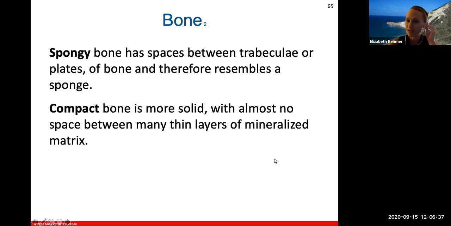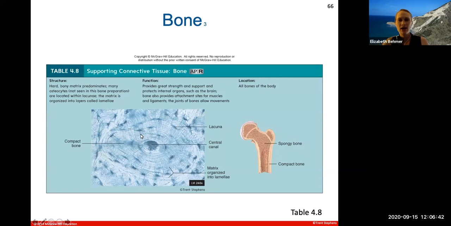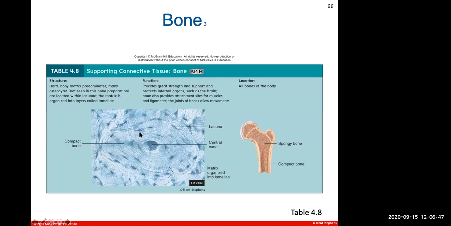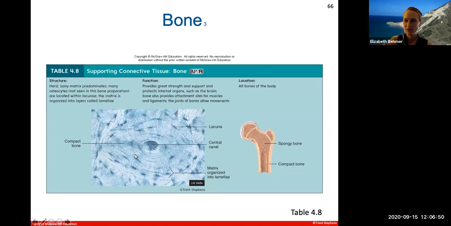Compact bone is much more solid with almost no space between the layers of the mineralized matrix. And this is what bone looks like underneath a microscope. It resembles the rings around a tree trunk if you were to take a transverse section off of a tree. These rings are called lamellae, and they surround the central canal. The central canal is where all the blood vessels and nerves travel up and down the bone. So this is what bone is. The little dark circles are the osteocytes, and those are bone cells hanging out in those spaces called lacunae.